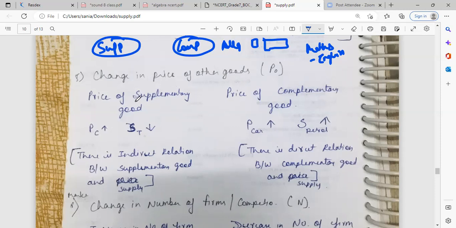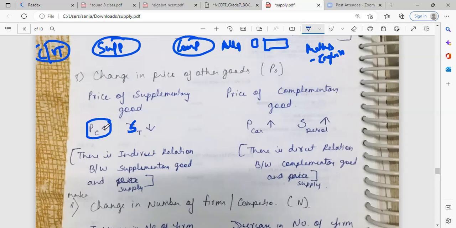Okay. So now let's just see change in price of other goods. So there are two types of goods. One is price of supplementary good and one is price of complementary good, right? So if price of complementary good increases, right? So supply of your supplementary good increase. See, this is C is for coffee and T is for tea. Coffee and tea, they are basically the supplementary good. Like if you don't like coffee, you can go for tea. If you don't like tea, you can go for coffee, like this, right?